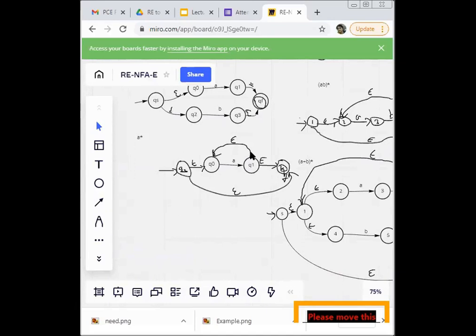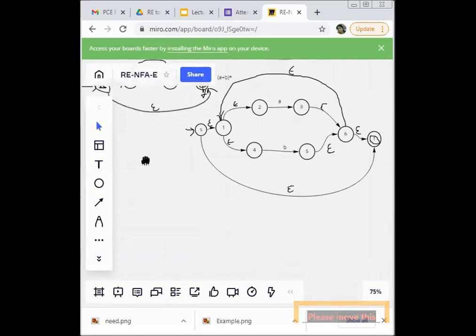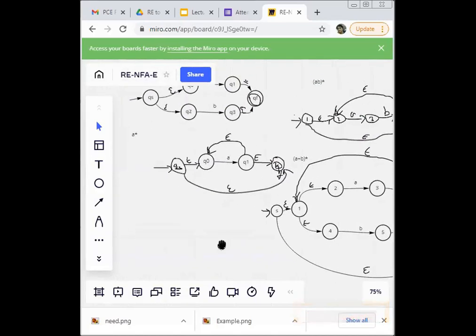Students, if I want to make this diagram A star into A plus, how should I draw that? Remove epsilon. Which one? There are so many epsilons. Which epsilon should be removed? Which path should I remove to make this A plus? This is A star. Yes, right, Preeti. So we have to remove this path, from QS to QF. Yes, Ishani. Right. Very good. Is this clear? Okay. So this is about A star.